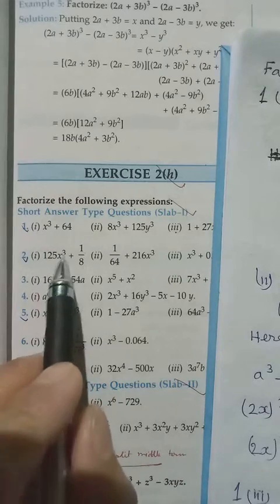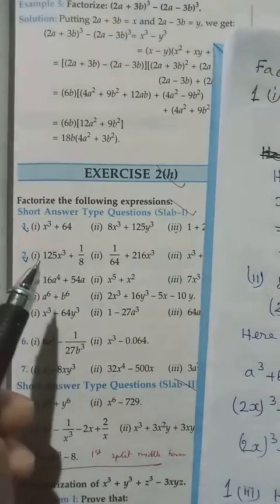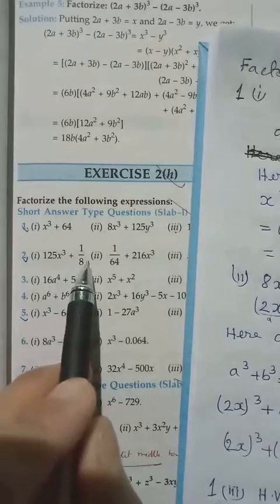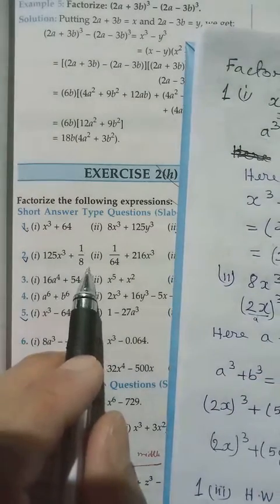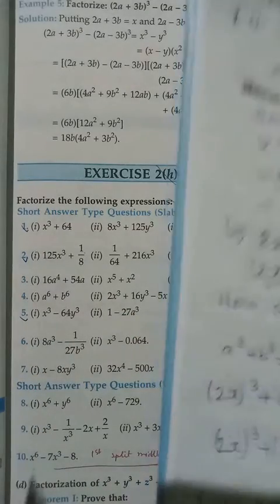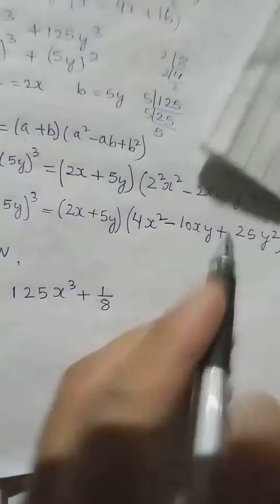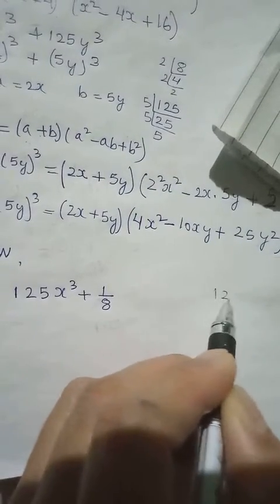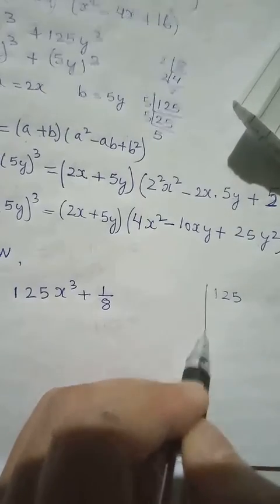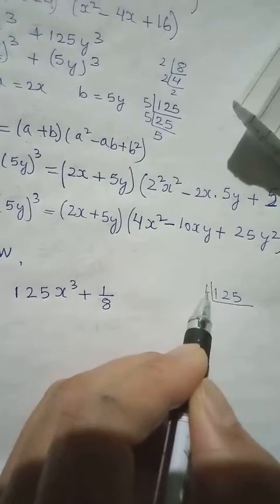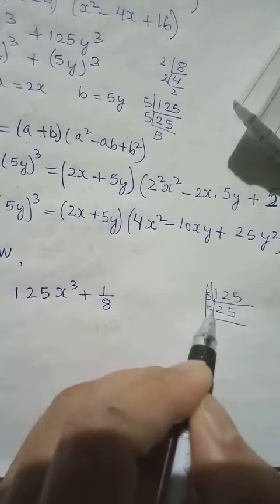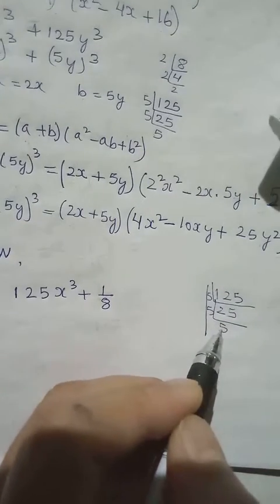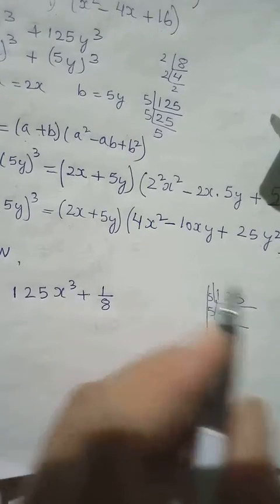Here we have x to the power 3. So we may suspect a cubed plus b cubed. Whether we can use that or not, let us split 125 and 8 to see whether we can express them in the form of cube or not. 125 ending with 5, so let's try to divide it with 5. So here we have 5 into 5, 5 into 5, then 5 into 5. So we can express 125 as 5 to the power 3.